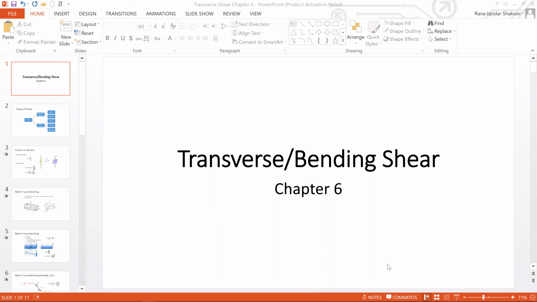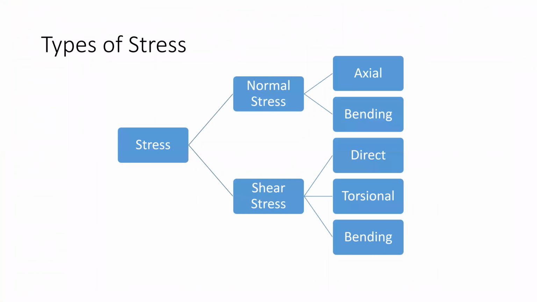This is the transverse or the bending shear, that is a smaller part of chapter 6, right? Fine. Okay. So what have we studied till now? We have the stresses. Stresses are basically the internal reaction of the material against an external load, that is, the internal resistance of the material against the load that is being applied on the component or the shaft or the beam, right?